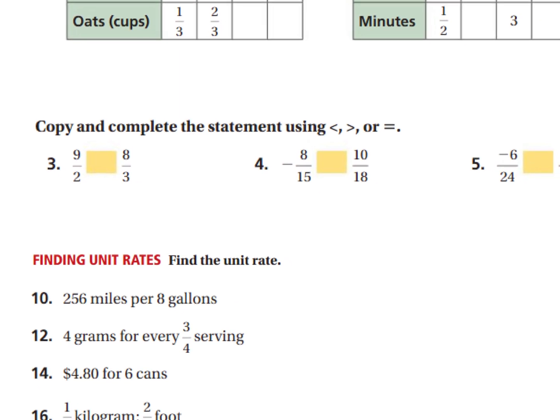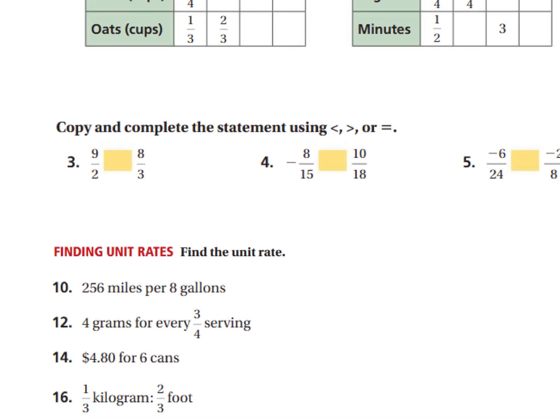Okay, number 3 down here. Obviously, we can't compare fractions if they do not have the same denominator. So I'm going to multiply this side by 3, this side by 2. And I get 27 over 6, and then 16 over 6. And clearly 27 is bigger than 16.